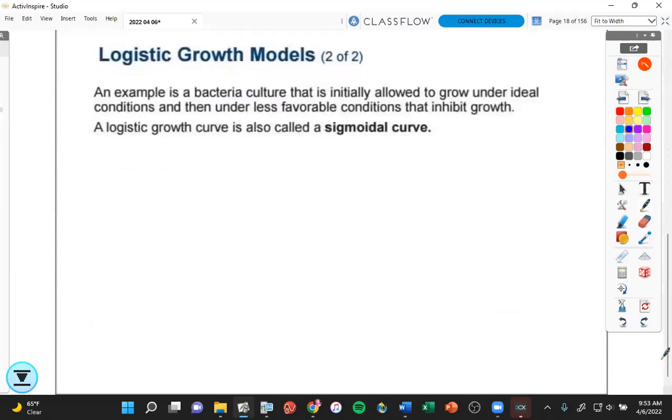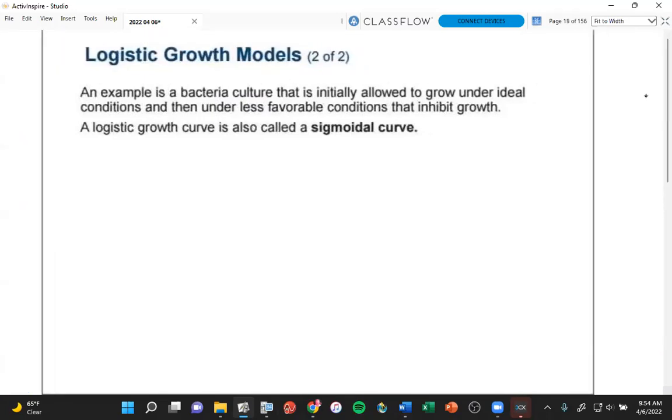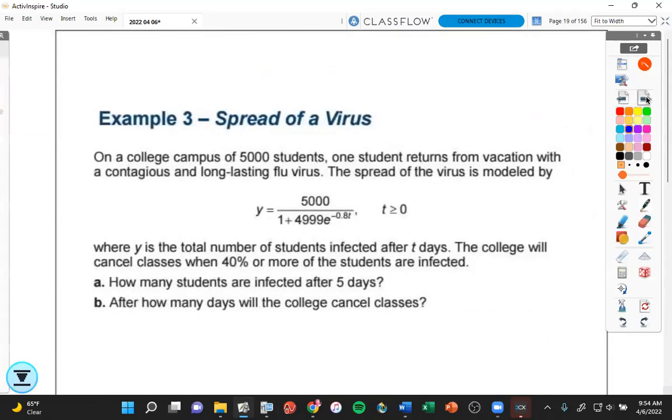An example is a bacteria culture that is initially allowed to grow under ideal conditions and then under less favorable conditions that inhibit growth, such as lack of food, maybe lack of light, maybe lack of space. A logistic growth curve is also called a sigmoidal curve. The only sigmoid I know is the sigmoid fold.